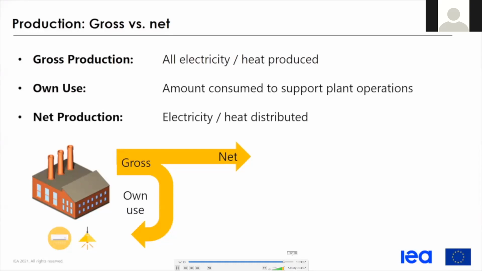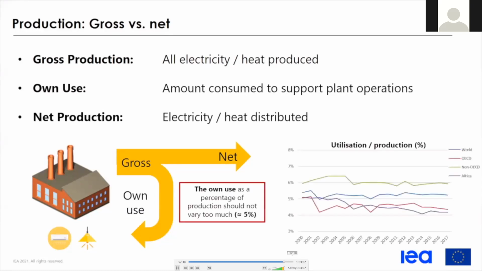However, remember that for autoproducers, production only refers to the heat or electricity sold to the grid, which brings us to a final check that you can do regarding the on-use. We expect it should not vary too much over time and stay around 5%.